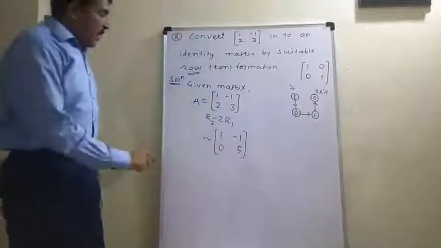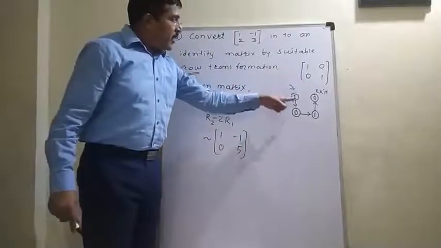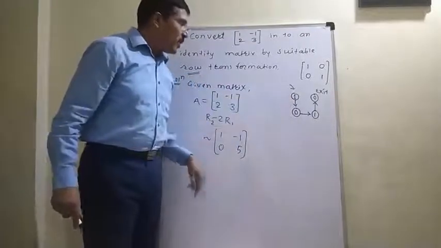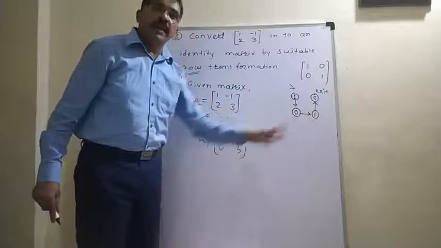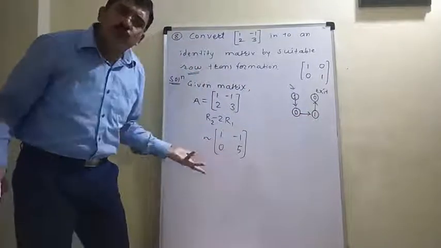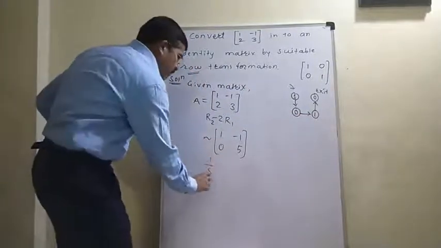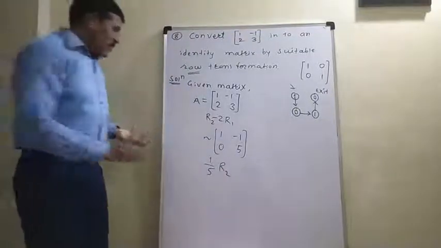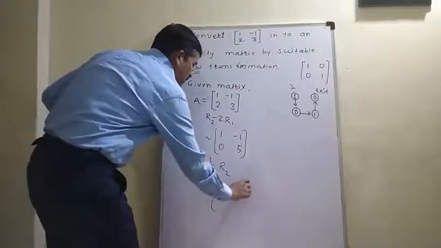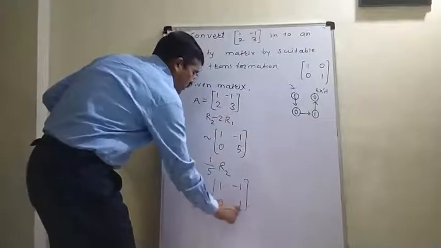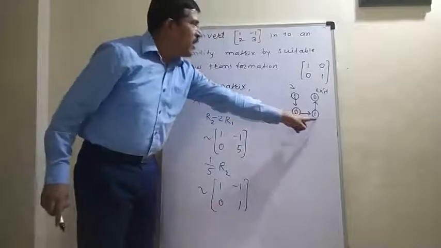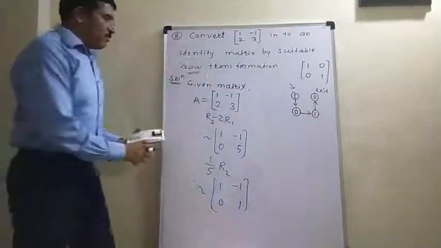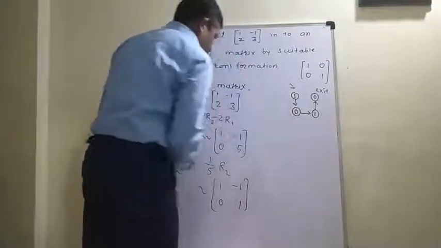Got it? Now, as I have guided, first bring 1 here. Here we have 1. We have brought 0 here, and then we need to bring 1 in this place. In order to bring 1 in this place, what to do? Let us do 1 by 5 R2. It means divide the second row by 5. And we get the equivalent matrix 1 minus 1, 0 1. It means we are here now. Now only one step is remaining for exit. Let us see, and it is very simple.